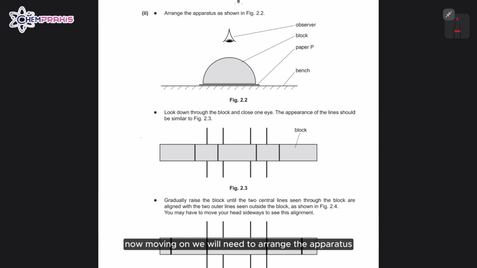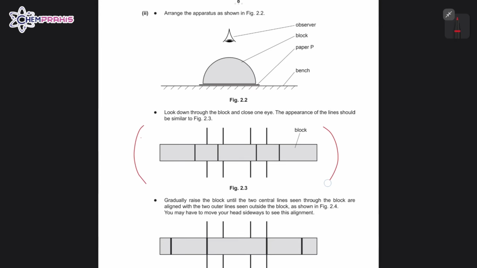Now, moving on, we will need to arrange the apparatus as shown in figure 2.2. As we can see, we will place the glass block horizontally across the lines of the paper, and we will need to look down from above with one eye closed, and we will see something similar to this. Then we will need to raise the block until the 2 central lines seen through the block are aligned with the 2 outer lines seen outside the block, like this image shown in figure 2.4.